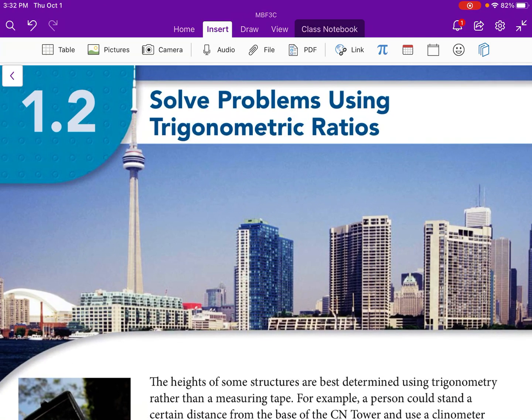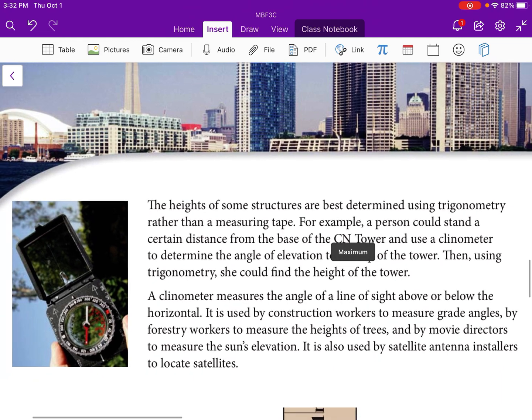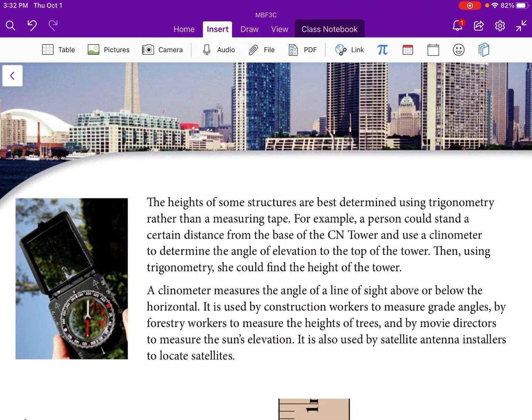So in 1.2, we're going to be taking a look at solving problems using the trigonometric ratios. So more of the application questions. So what we're going to do is just take a look. This is the first page right directly out of the textbook, okay, for 1.2.